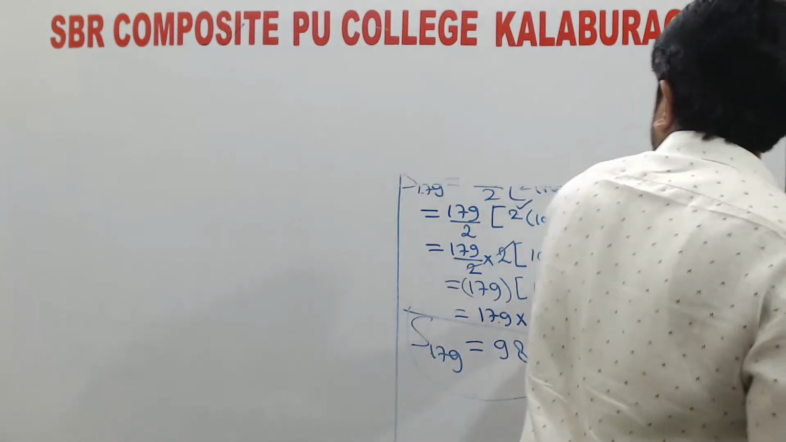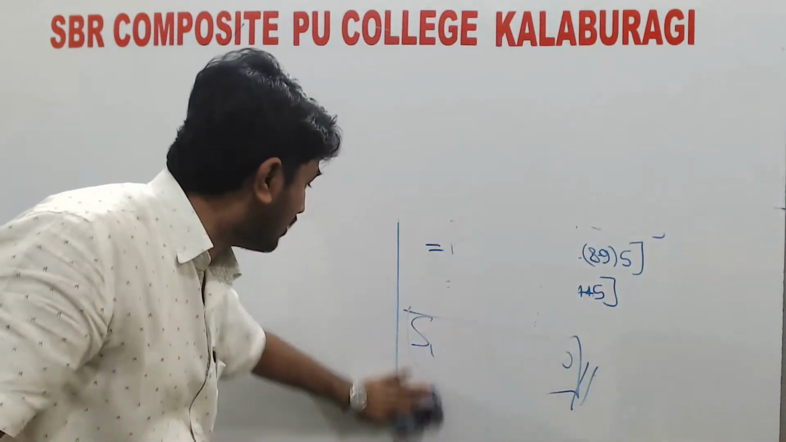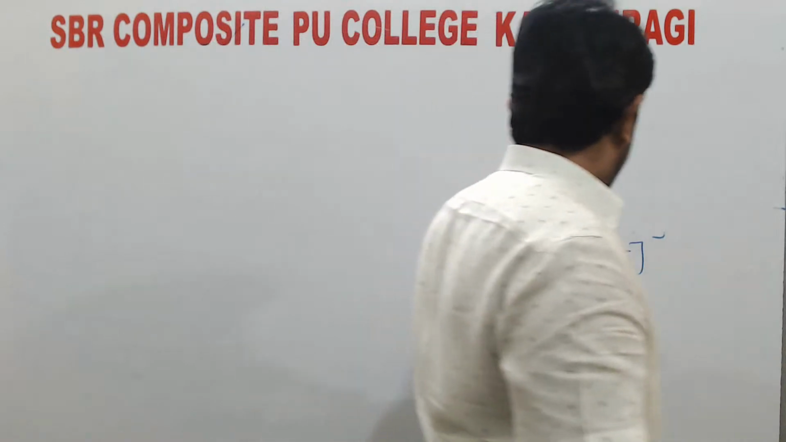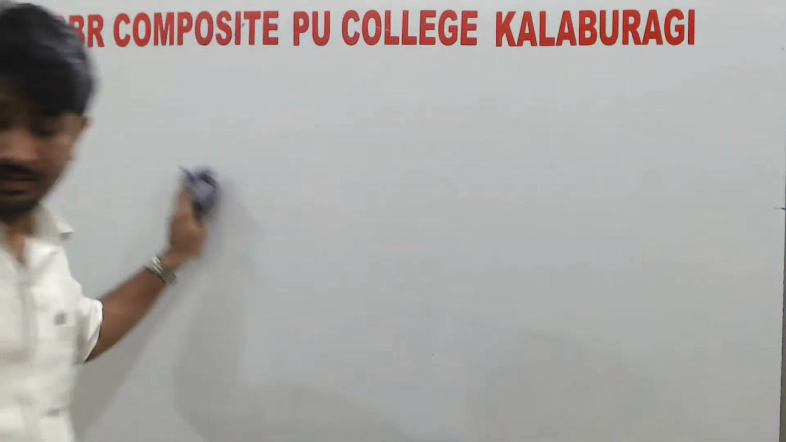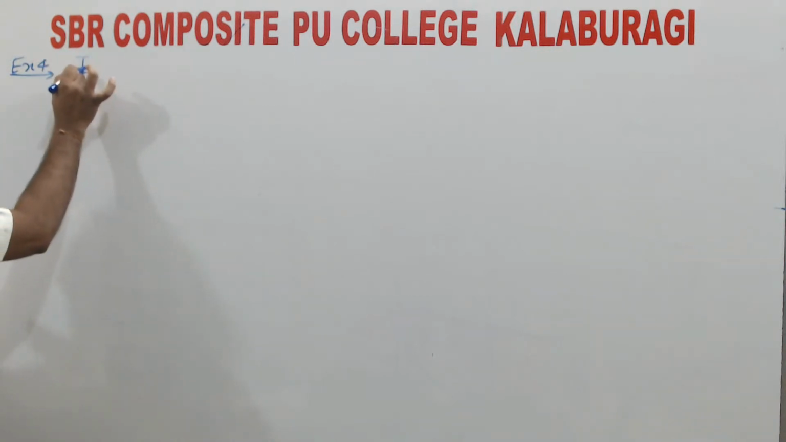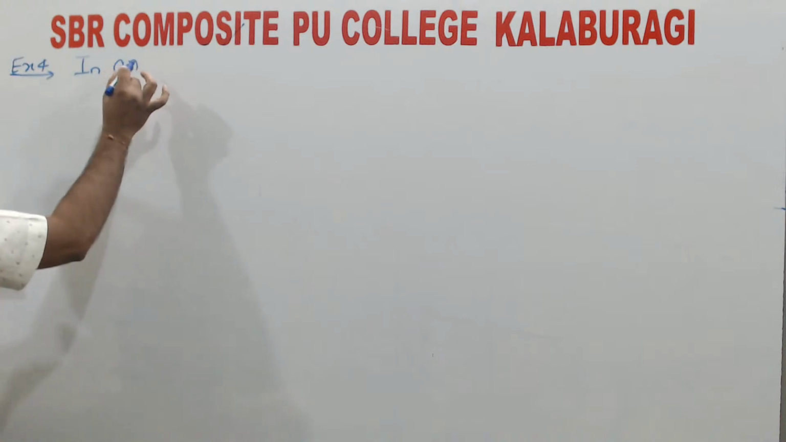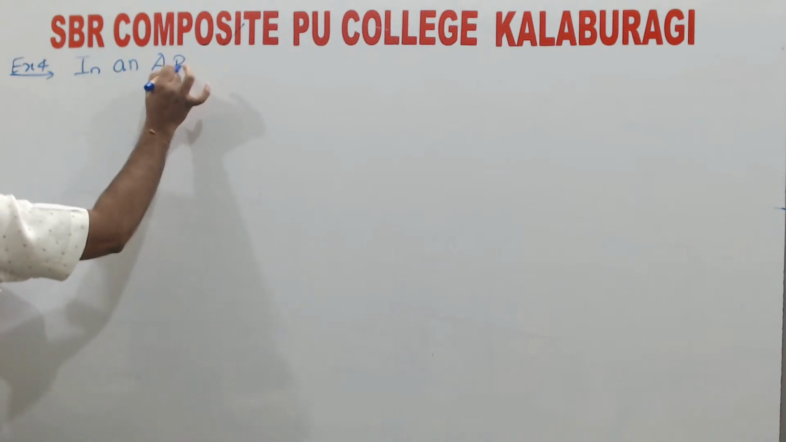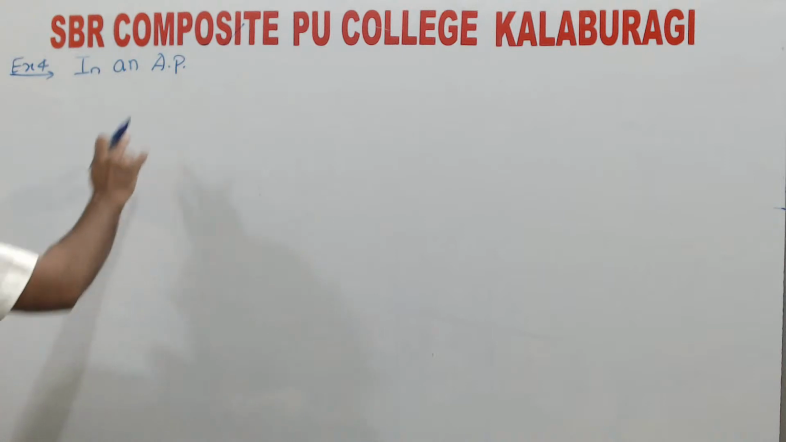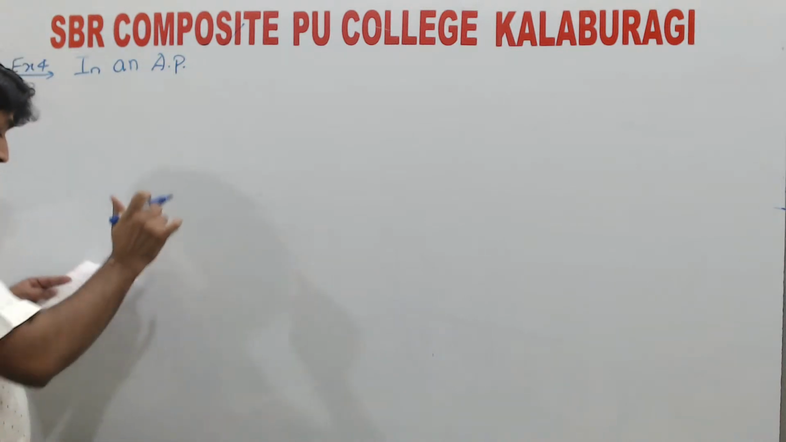And the next question is, I think, a solved example. Example number, I think in the textbook it is 4. In an AP, in an arithmetic progression, I am writing in the short form AP, arithmetic progression.